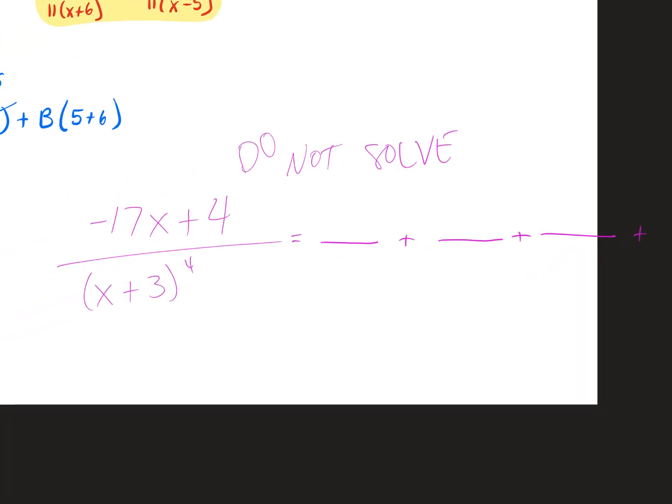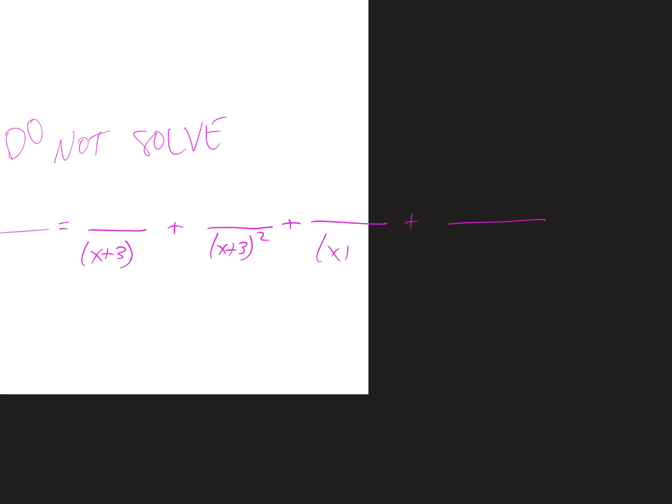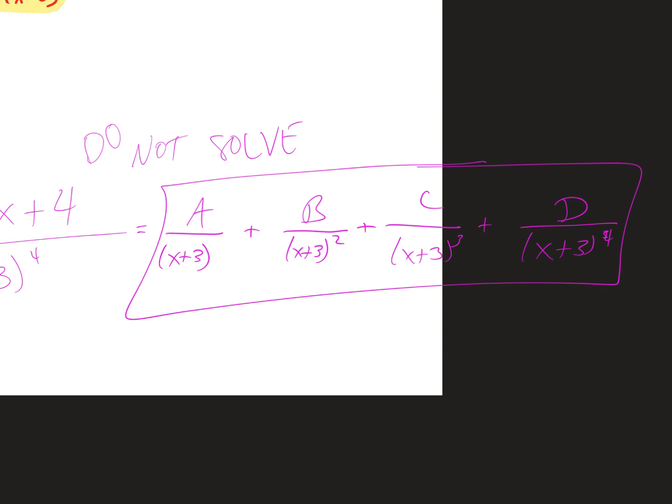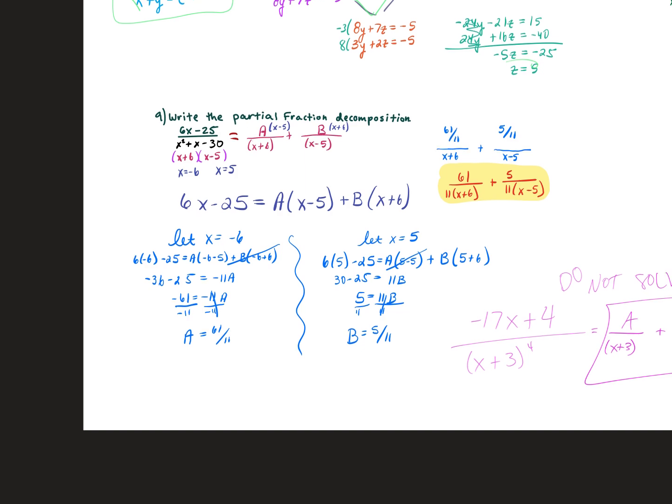So my first denominator here would be x plus 3. What's my second denominator? X plus 3 squared. What's my third denominator? Good. What's my fourth denominator? To the 4th, all right? What are my letters? A, B, C, and D. That's all. If it says do not solve, it's just looking for the setup. Just set the problem up, and then you will have one where you actually do have to solve.